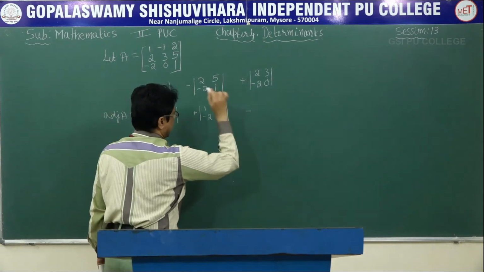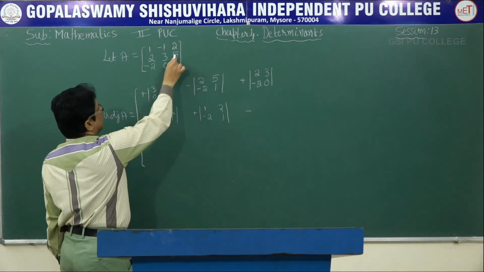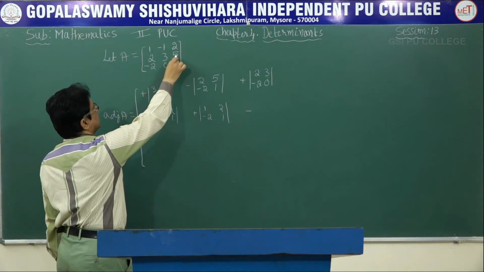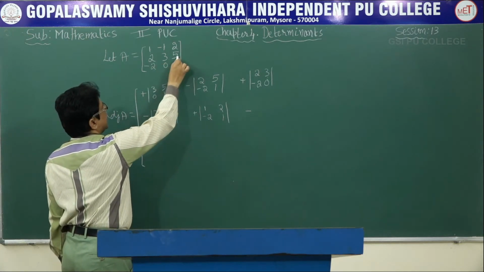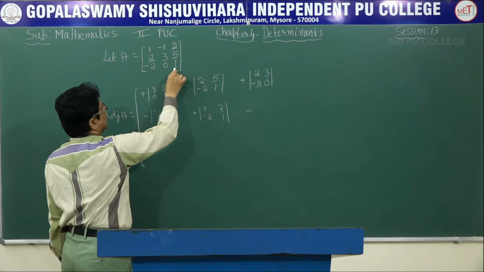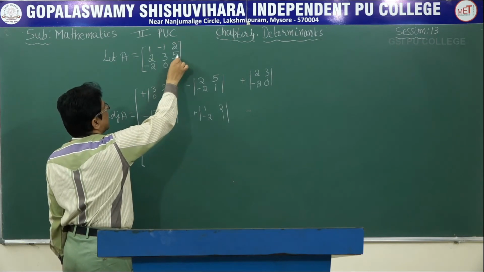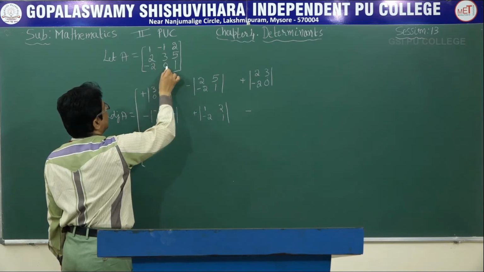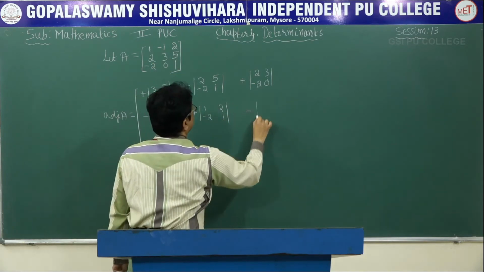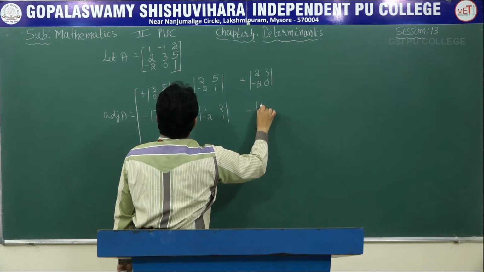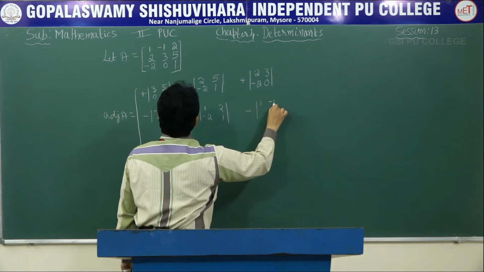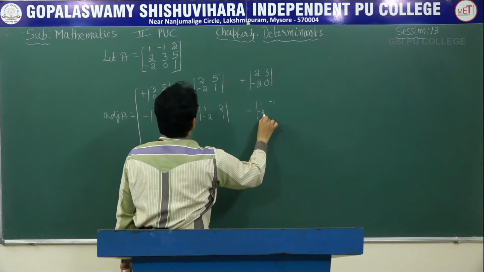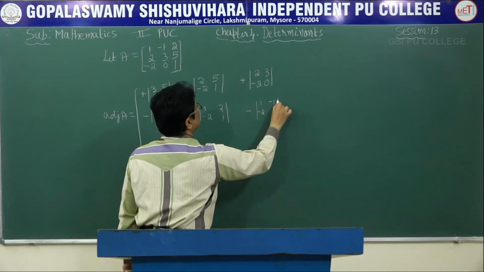Next I write minus. So we shall find the cofactor of 5. 5 lies in the second row and third column. So we eliminate the second row and third column and take the determinant of the remaining elements. That is determinant of 1, minus 1, minus 2, 0.